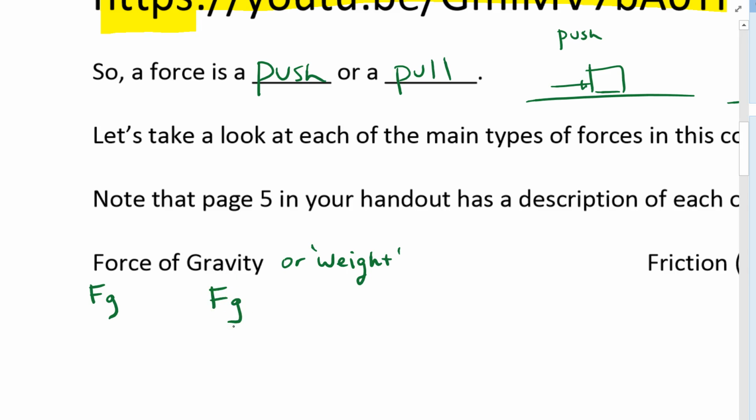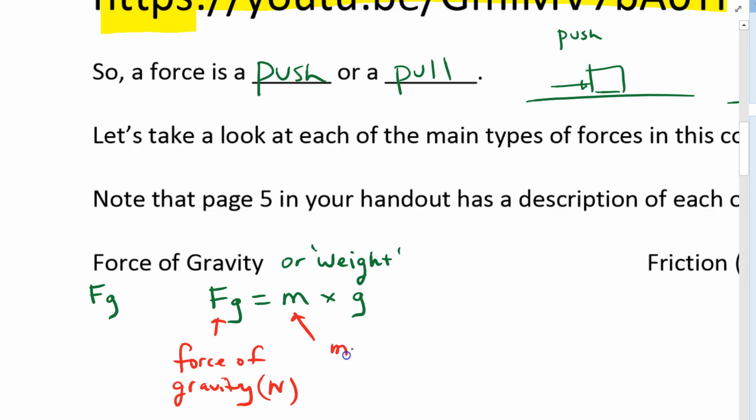Fg, that's the force of gravity, equals mass times small g. And I just want to outline what these things are. This whole thing, not just the F, but the whole thing here, is the force of gravity, and like all forces, is measured in newtons. This is mass, and that's measured in kilograms. And this one, I'll talk more later about it.